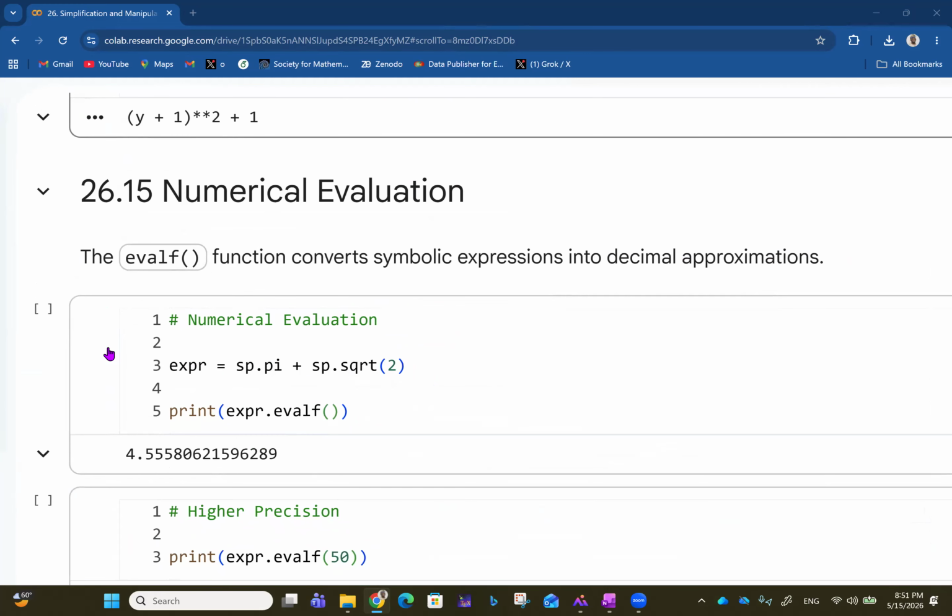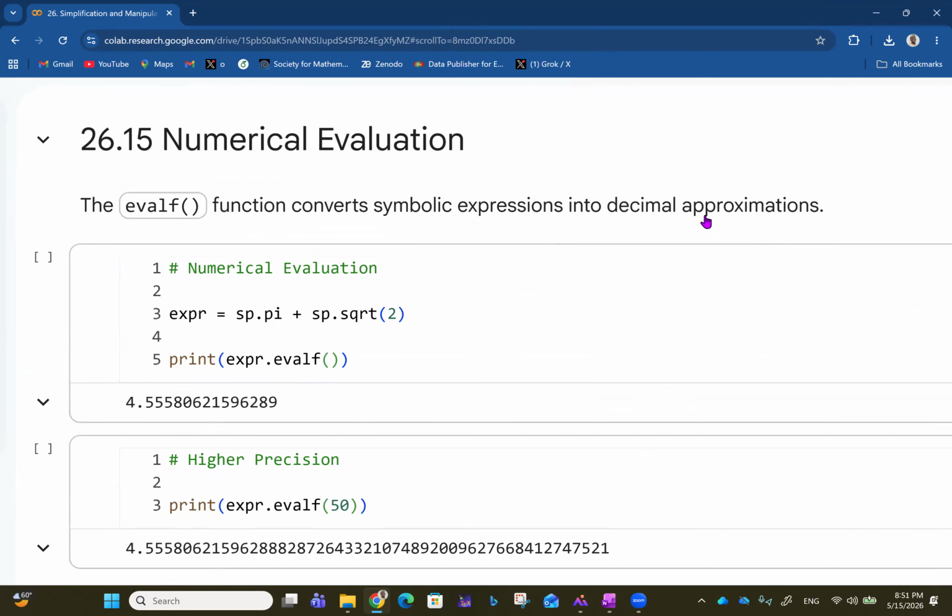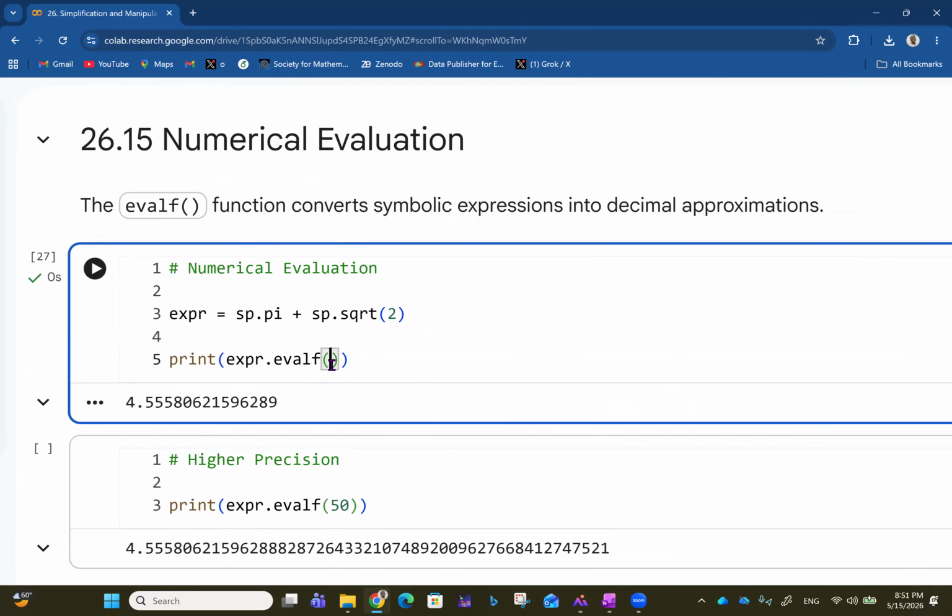Then you can talk about numerical evaluation. The evalf function converts symbolic expressions into decimal approximations. For instance, you're dealing with this expression pi plus square root of 2. Of course, pi comes from SymPy, square root comes from SymPy too. Normally, if you are doing it symbolically, you just have pi plus root 2. But here now you want to evaluate, so if you do that, you get this. And don't forget, you can have higher precision. This is what we have here. If you want 50 decimal places, you can have that too.